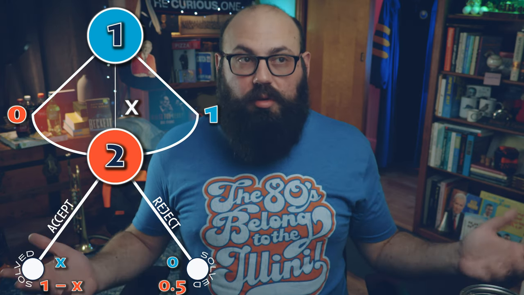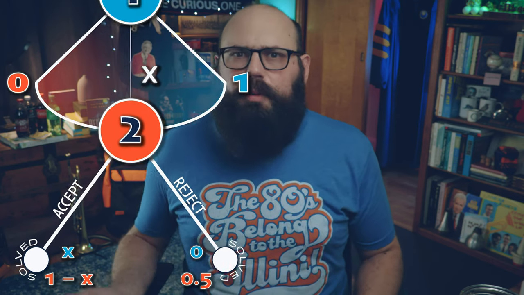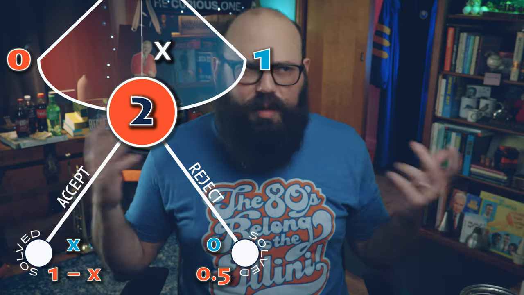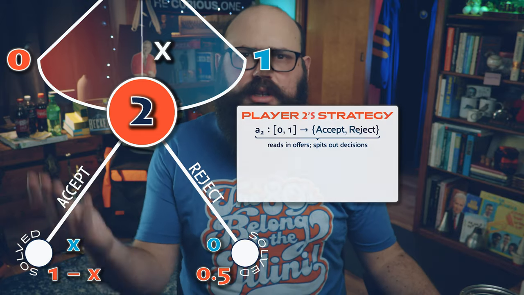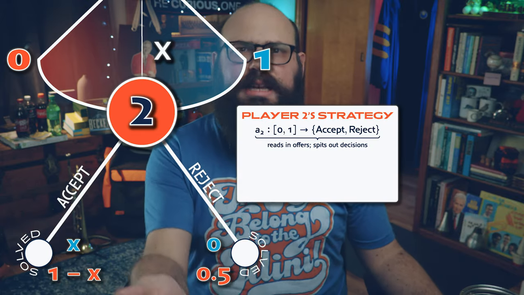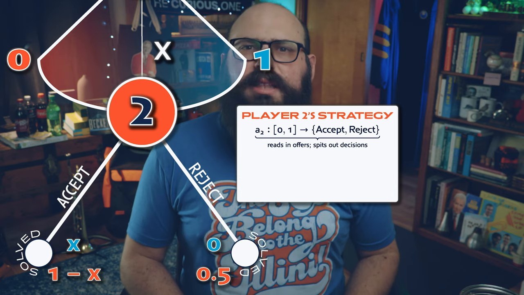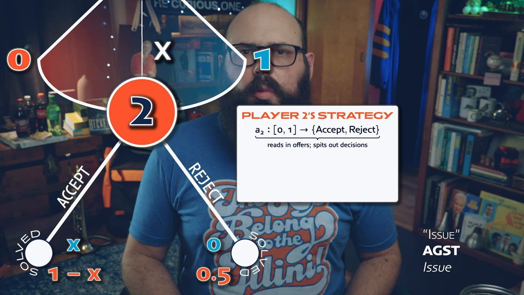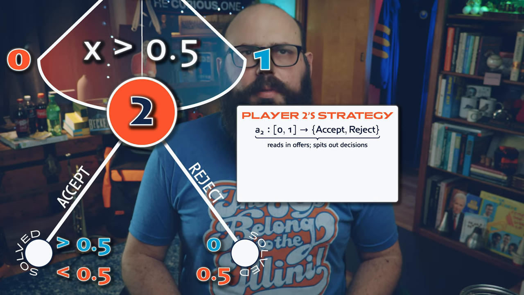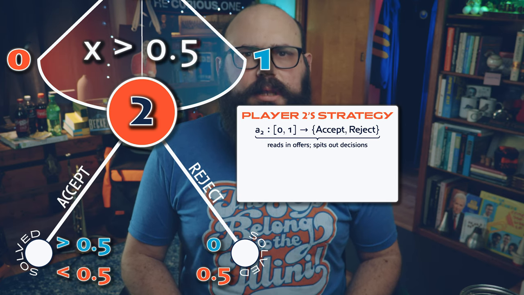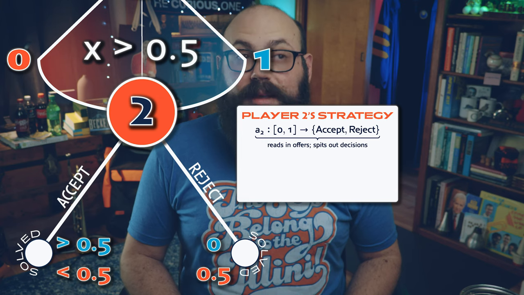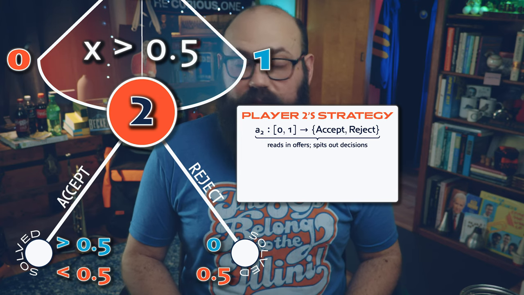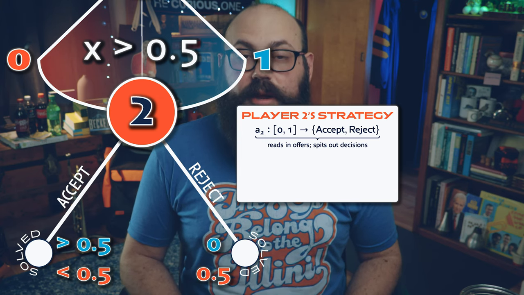So now what we have to do is look for decision nodes that are followed only by solved nodes, and those are player two's uncountably infinite decision nodes. Player two has to make a decision that's a function. Their strategy is a function that reads in offers and spits out accept or reject. Now, let's think this through. If x is strictly greater than 1/2, then 1 minus x is strictly less than 1/2, which means that it's worse than the disagreement point. That's worse than disagreement for player 2.